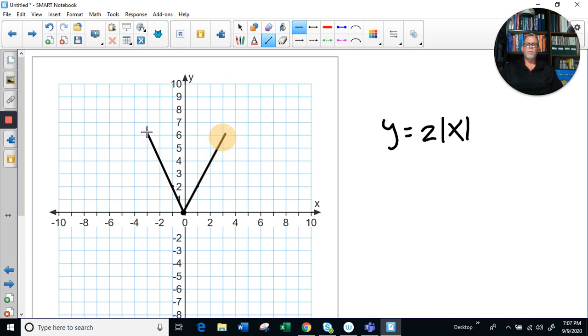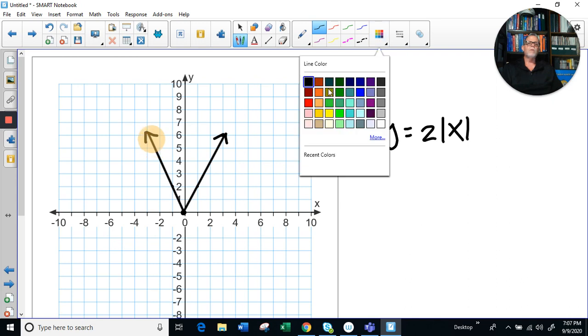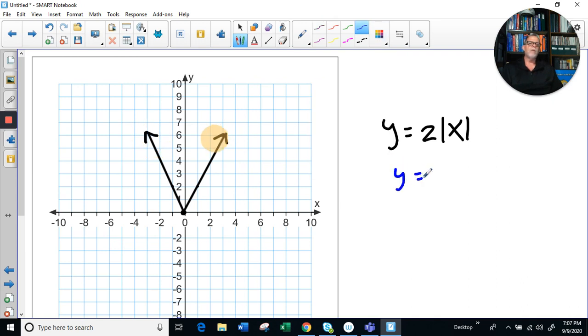And let's see if I can pull this off. There we go. And we have that graph. Remember this? All right. And if you think about it, what would happen if instead, let's use a different color, we'll just use the same one. What if instead I said y equals 1/2 the absolute value of x? What happens to this graph?